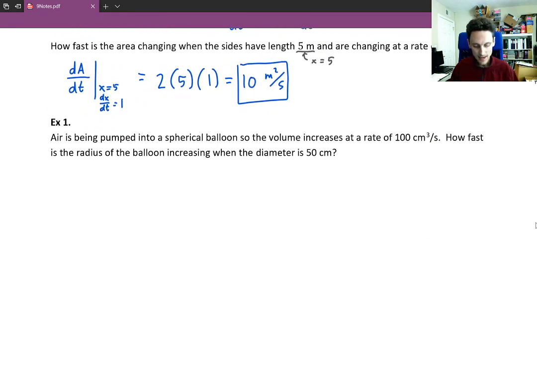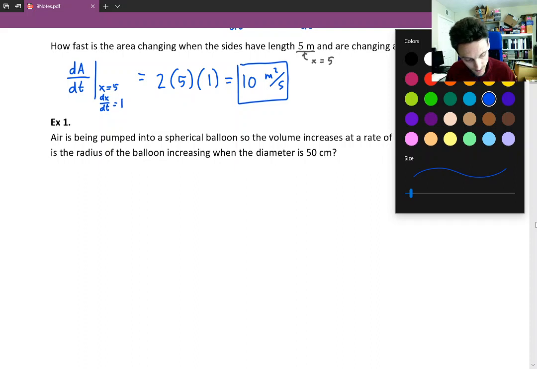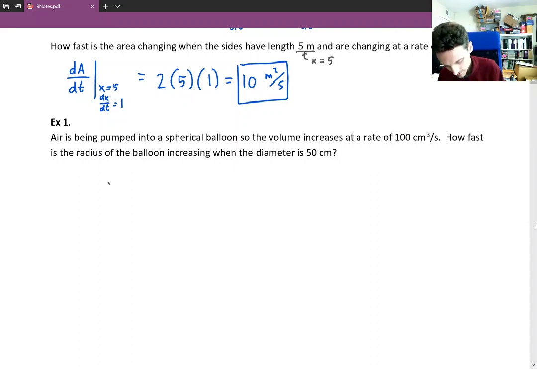Example 1 says that air is being pumped into a spherical balloon, so a ball-shaped balloon, so that the volume increases at a rate of 100 cubic centimeters per second. How fast is the radius of the balloon increasing when the diameter is 50 centimeters? Let's draw a picture of a sphere first.